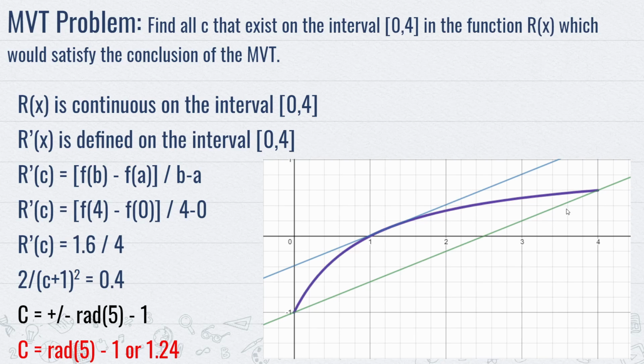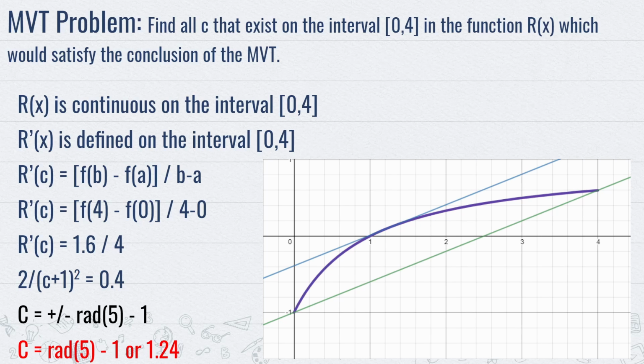Hi, it's me, Brandon, again, with an MVT problem Frank and I crafted through our blood, sweat, and tears. Let's begin. Find all c that exist on the closed interval [0, 4] and the function r of x, which would satisfy the conclusion of the MVT.